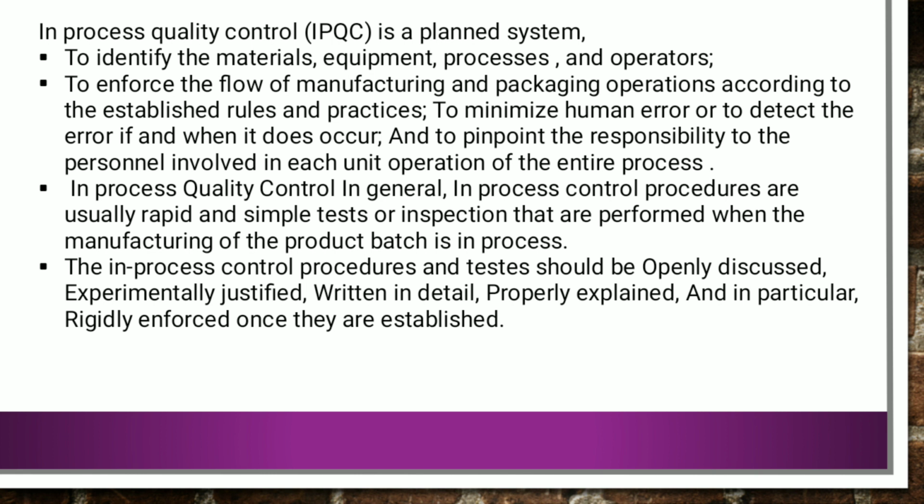Then in-process quality control, in general, control procedures are usually rapid and simple tests or inspections that are performed when the manufacturing of the product batch is in process. The in-process control procedures and tests should be openly discussed, then experimentally justified, and written in detail. Further, they should be properly explained, and in particular rigidly enforced once they are established.